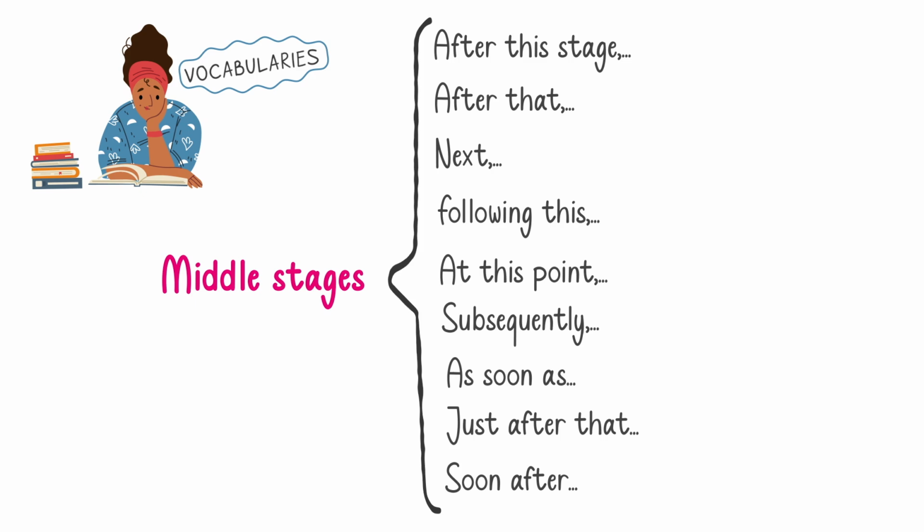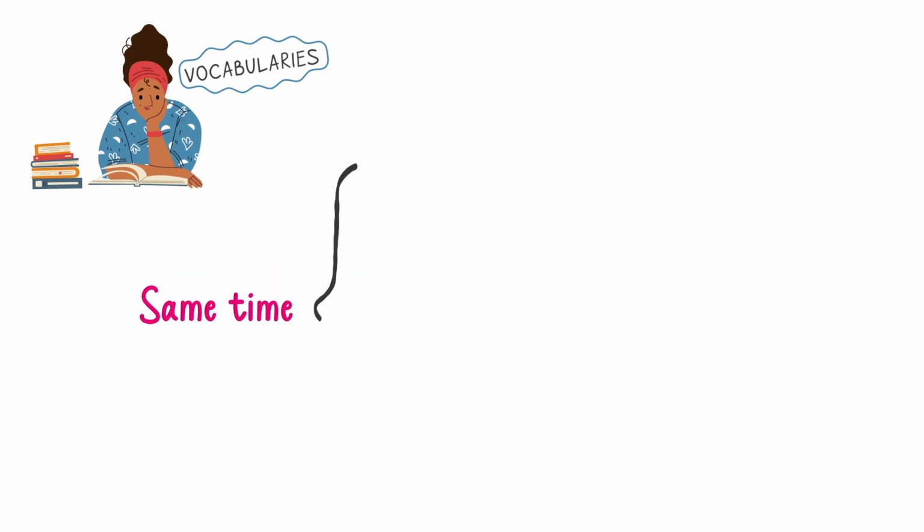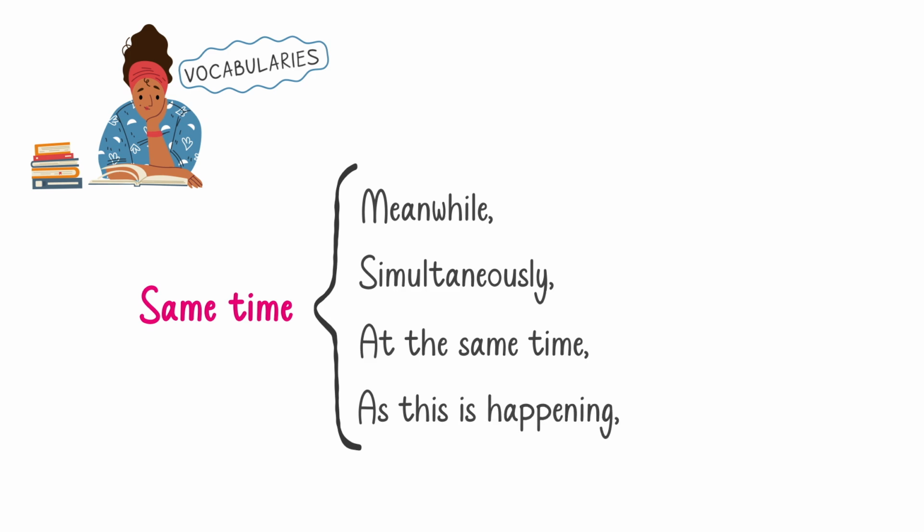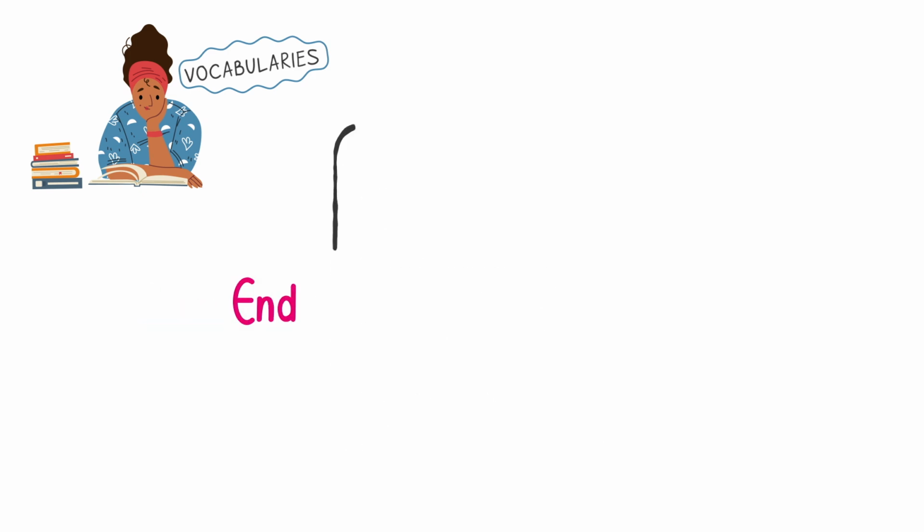Now, sometimes 2 things happen at the same time. If you want to describe that, you can use these 4 phrases: meanwhile, simultaneously, at the same time, and as this is happening. All right, so that is for when 2 things are happening at the same time. Now, for the ending of the process diagram, you have to use one of these words or phrases.